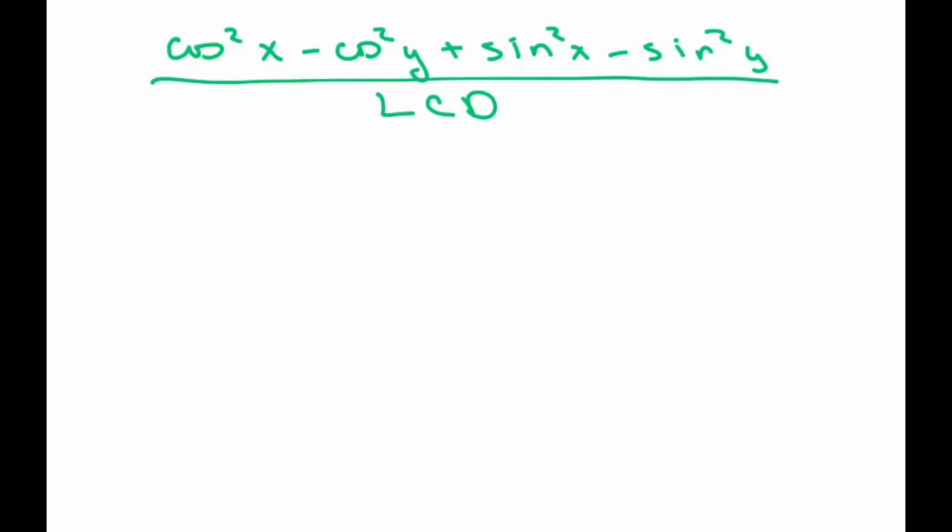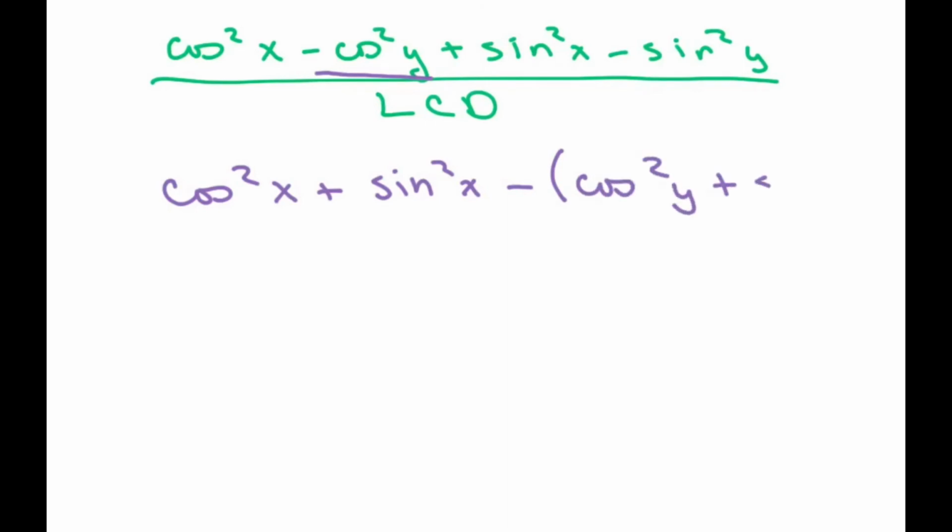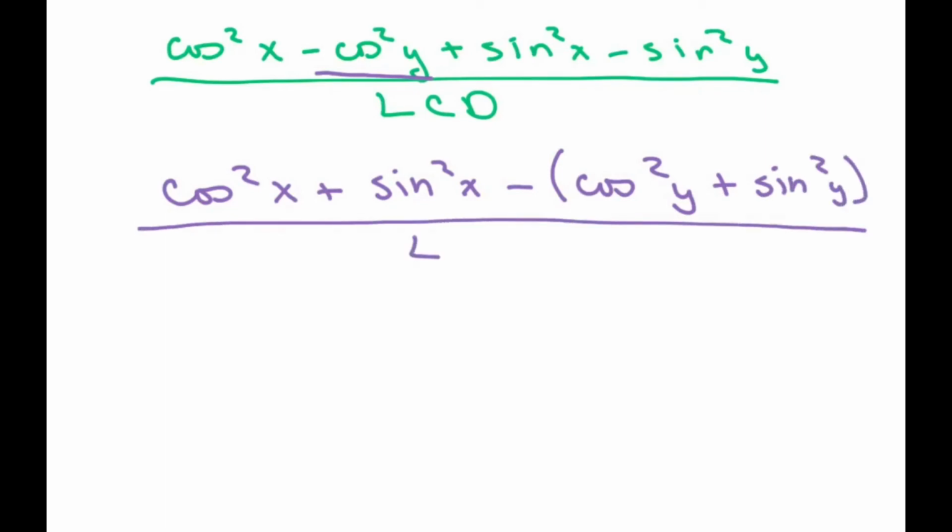Now, I'm going to group my x's together, so we have cosine squared x plus sine squared of x minus, and since I have the minus here for the y, I'm going to put parentheses, and that's going to be cosine squared of y plus sine squared of y, all over my least common denominator. We don't really care what that is because we want the numerator to be 0.